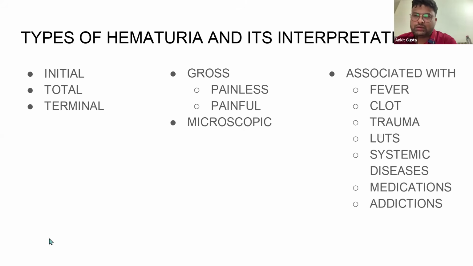Sir, obstruction, sorry. Anything along the ejaculatory pathway, seminal vesicle pathway, inflammation, calculi around it. Anything along the pathway can be affected.